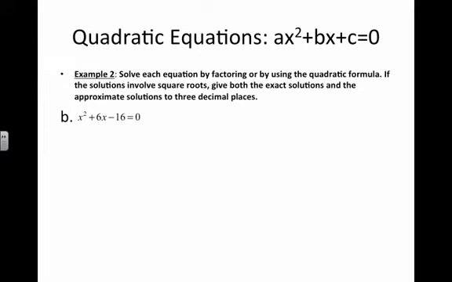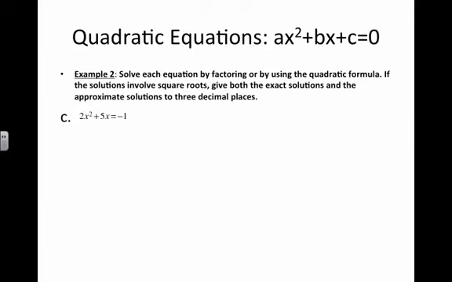All right, our next one is x squared plus 6x minus 16 equals 0. So let's see, AC is negative 16, and we need numbers that add to be 6. Numbers that multiply to be negative 16 and add to be 6 are 8 and negative 2. So x plus 8 times x minus 2 equals 0. And so we're going to set each one of those factors equal to 0. So we have x plus 8 equals 0, x minus 2 equals 0. So x equals negative 8, x equals 2.